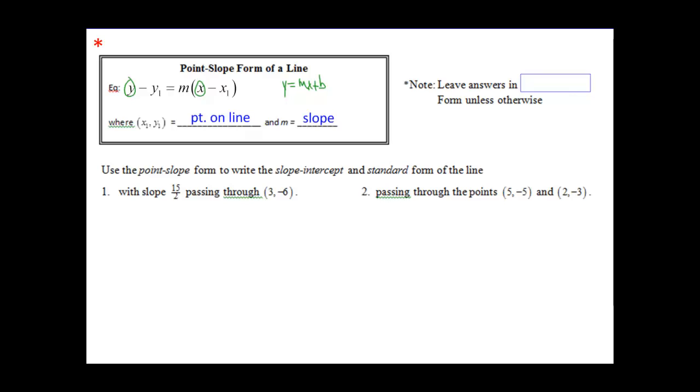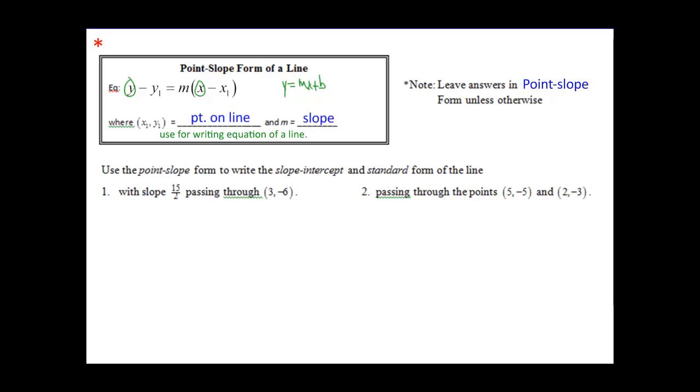Okay, and we use this for writing the equation of a line in y equals mx plus b, or you can actually go back to standard form. We do want to note that over here on the right, we're going to leave answers in point-slope form unless otherwise told to go from there.